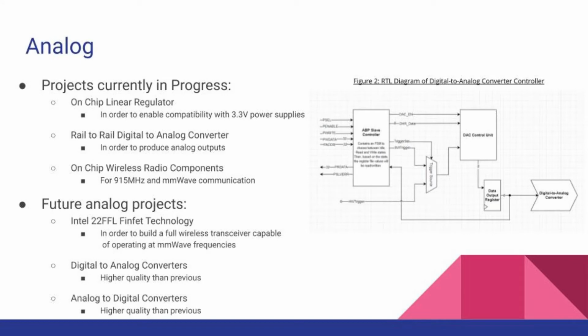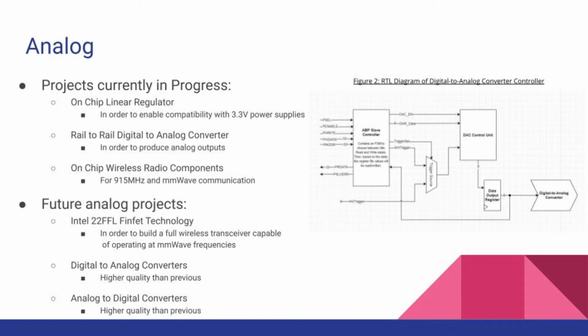The purpose of the rail-to-rail digital-to-analog converter is to convert the digital on-chip signals into quantized analog signals to allow the SoC to generate close to sinusoidal wave functions. Moreover, wireless radio components are being designed to operate on the ISM radio band at 950 MHz, which is compatible for Zigbee communications.